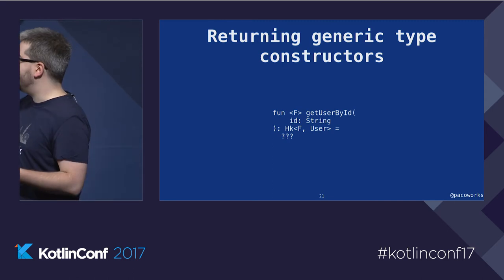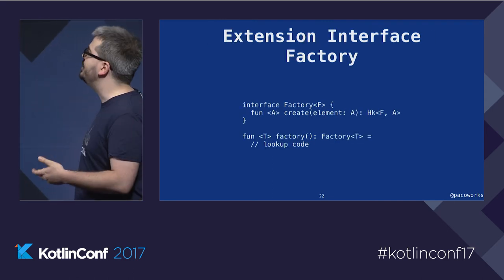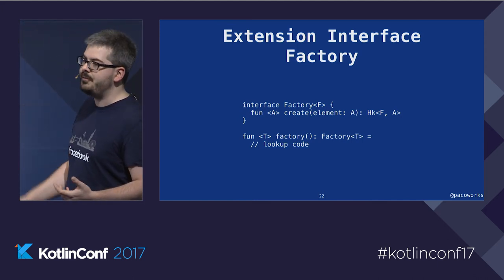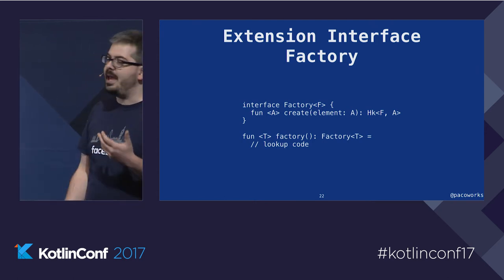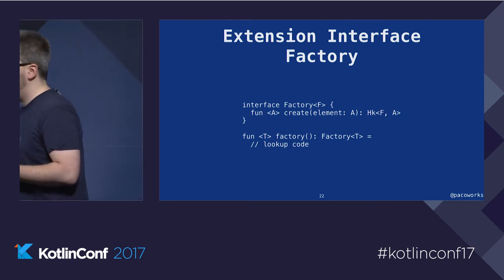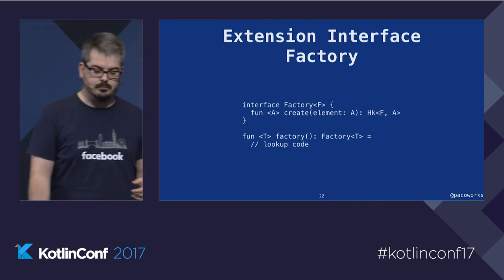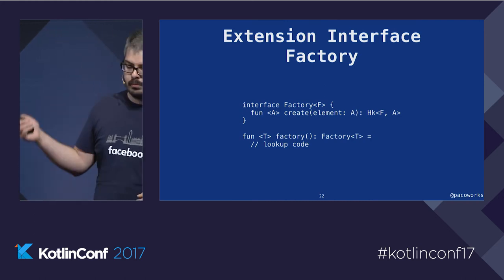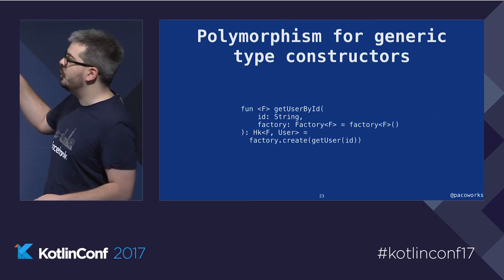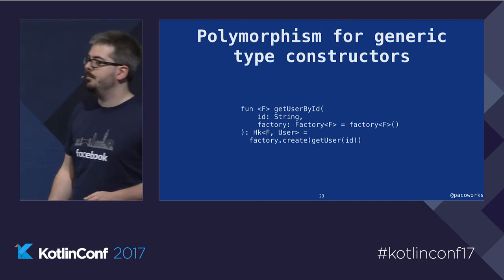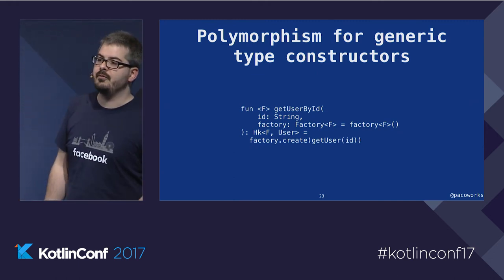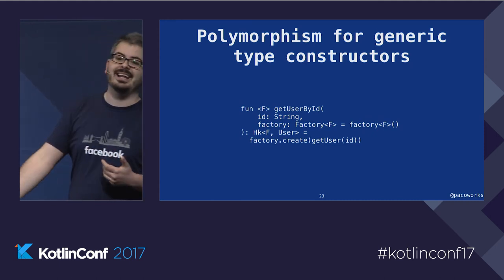Type classes, extension interfaces. We have an extension interface called Factory for a type F, and it has a single function that says, for a generic type A, I'm able to create an F of A. And we also have the lookup code. So how do we plug this into our code? We're going to say getUserById actually depends on the type F implementing a Factory. We can do the global lookup, and we can use factory.create to add that user information. We can do the lookup for user, and we can get that data back.